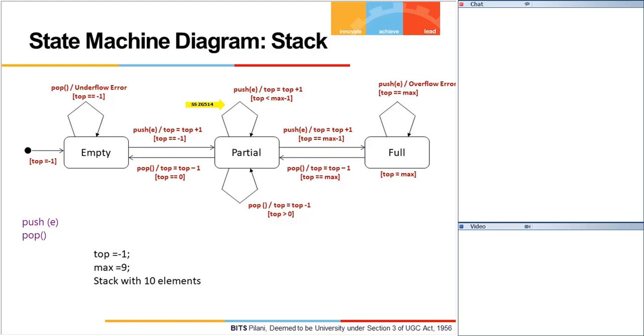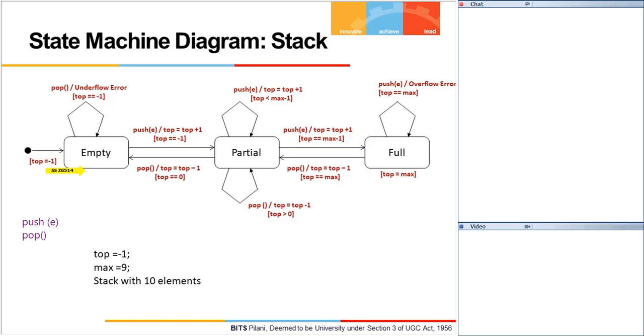Similarly, if I am in the partial state and there is a pop event that occurs, what will happen? I will pop the elements out of this stack, and you will still remain in the partial state till my top is greater than 0. There might be a chance that there is only one element in the partial state, and a pop event occurs. In that case, I will move from the partial state to the empty state.